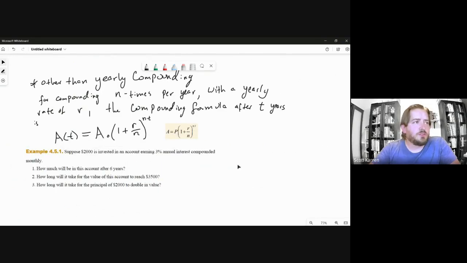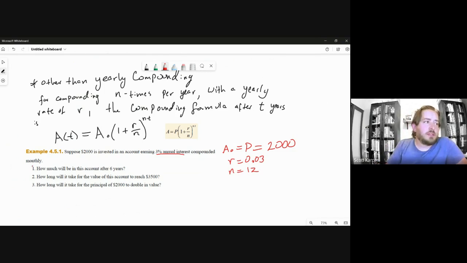Okay, so suppose we have $2,000 invested in our account. So that means right off the bat, my A naught, or if you want my P, doesn't matter which one you use, is $2,000. It's invested in an account earning 3% annual interest. So that R is 0.03. Convert that to a pure decimal. And it is compounded monthly. So that means N is 12. N is the number of compounds that you have in a year. So if we're doing it monthly, that's 12 compounds.